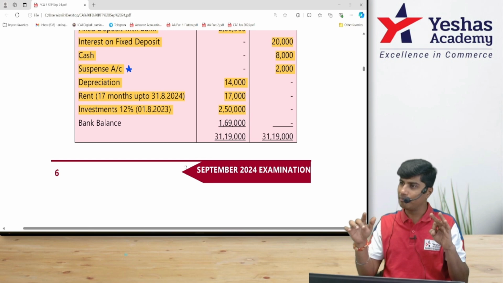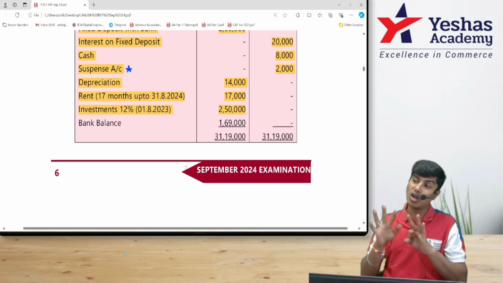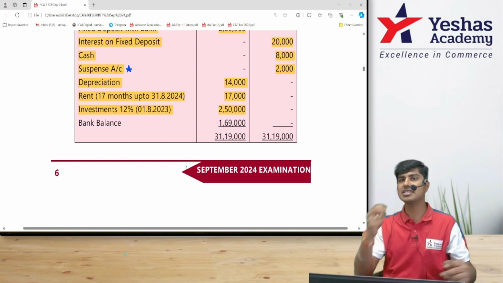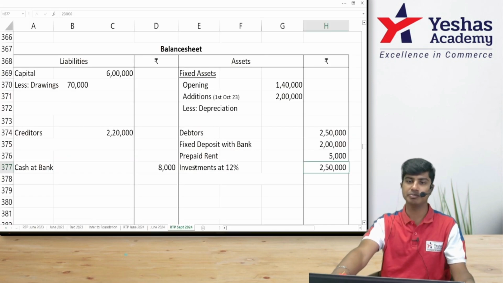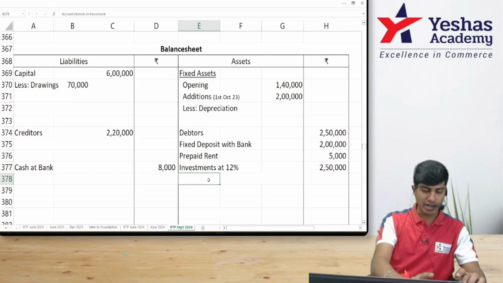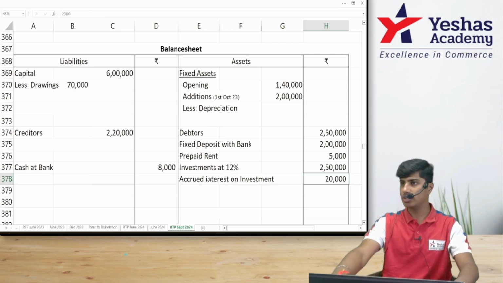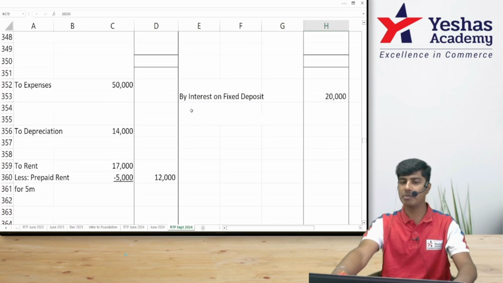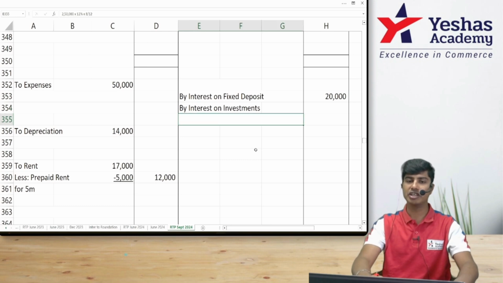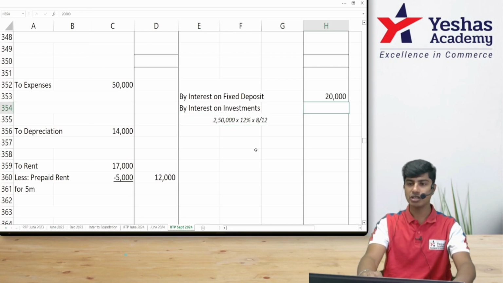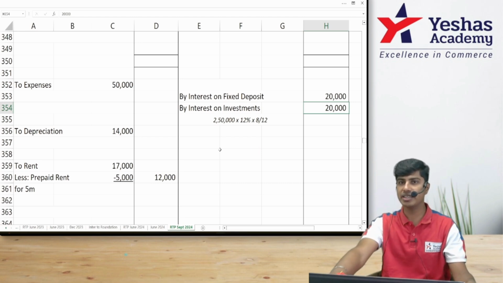So it is income, P&L account credit side. It is not received, accrued interest is asset in balance sheet. Journal entry is accrued interest account debit to interest income. Here I would write accrued interest on investment, 20,000. And I would write this as income in my P&L. I would write interest on investments. 2,50,000 into 12% into 8 by 12. How much? 20,000. Did everyone get this?